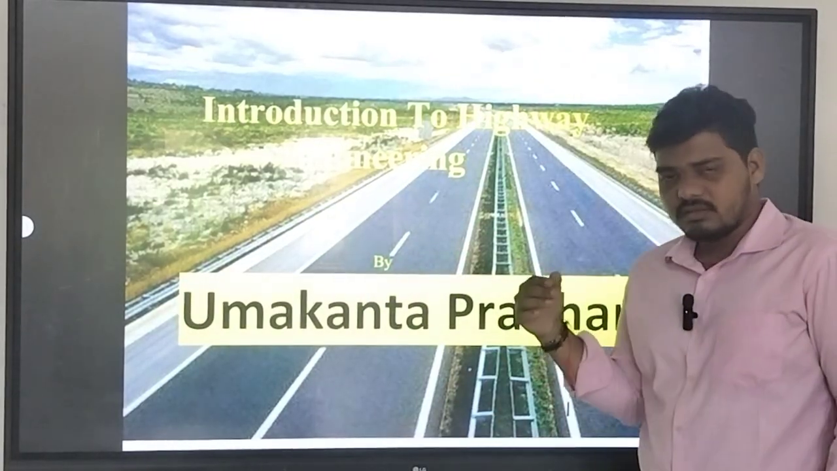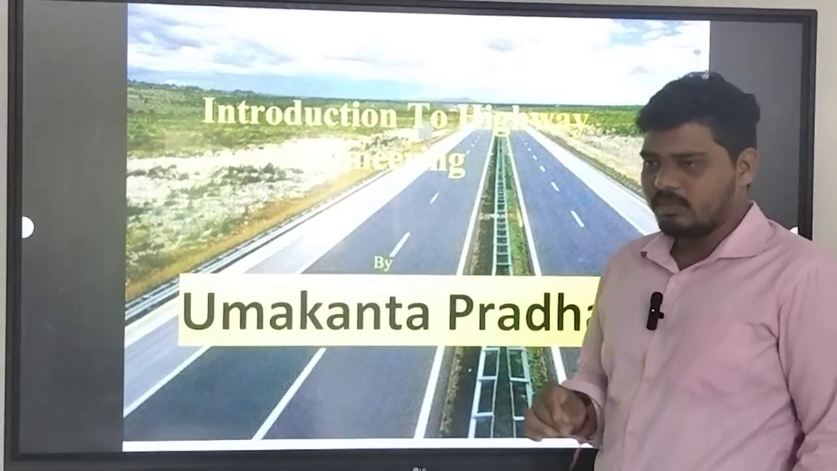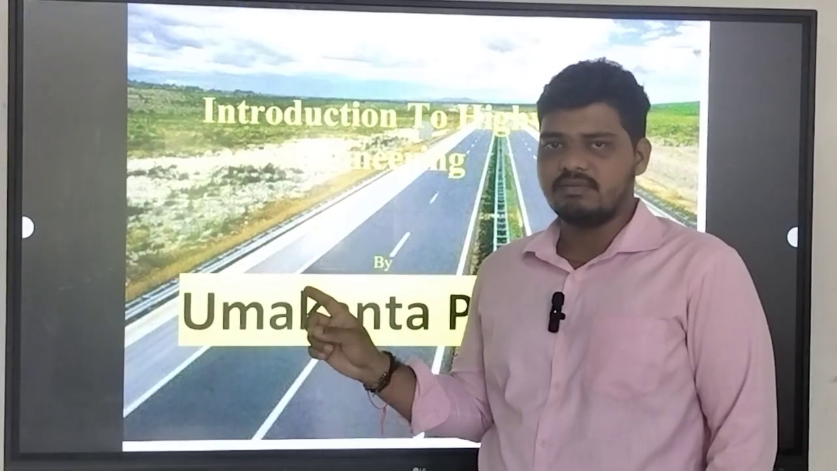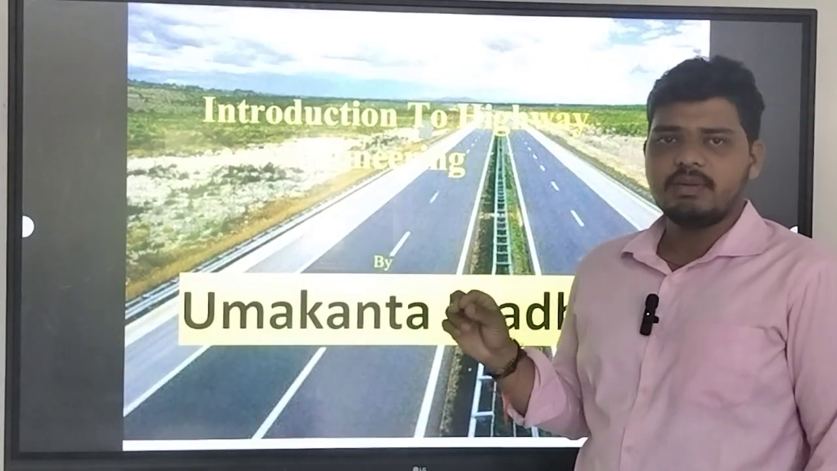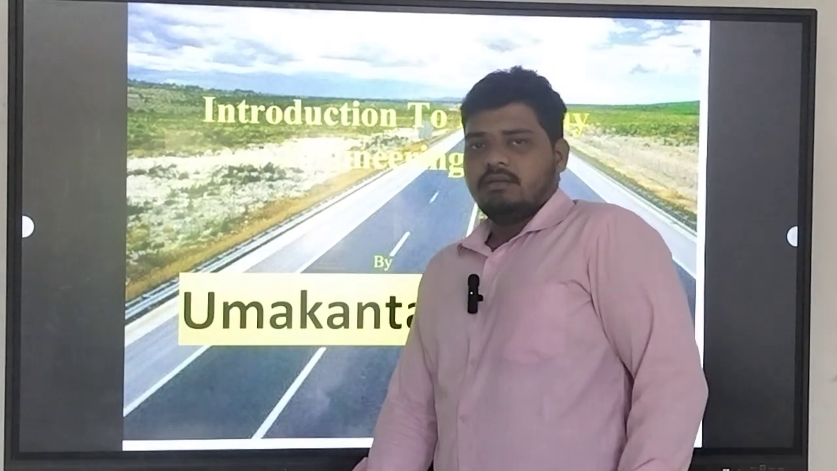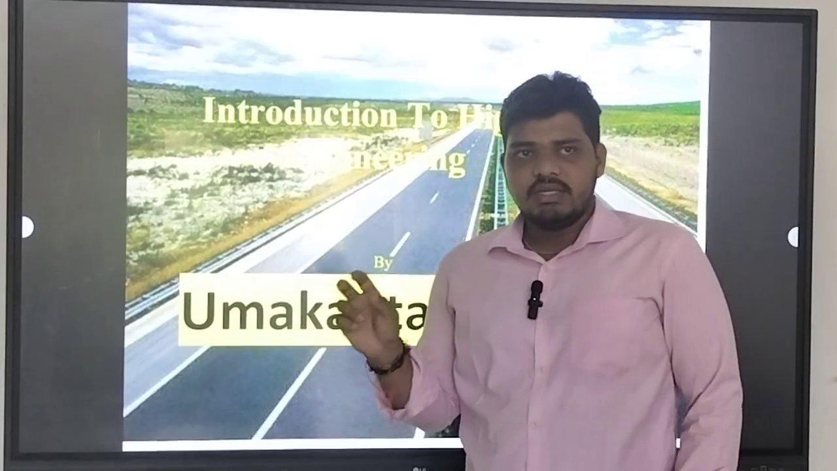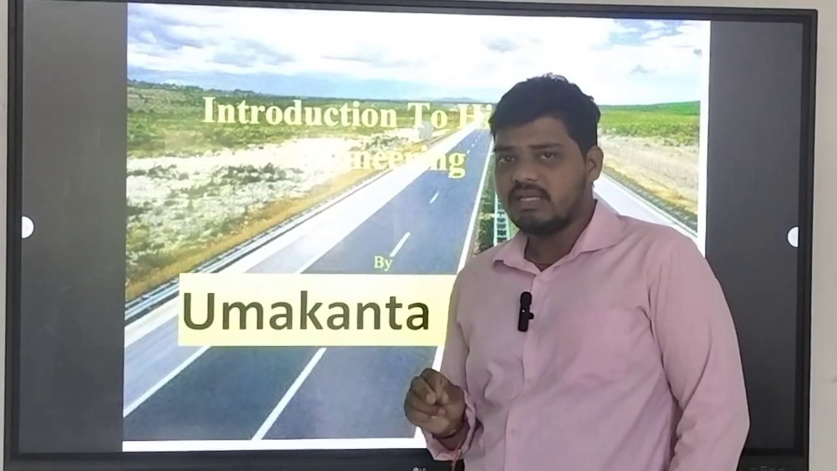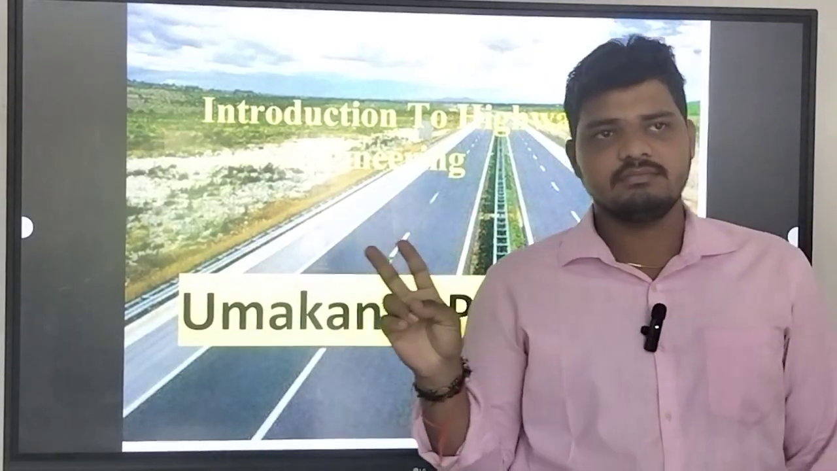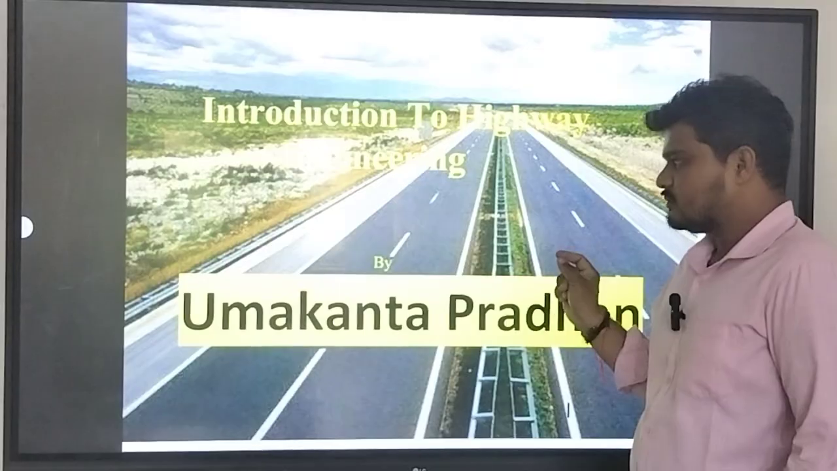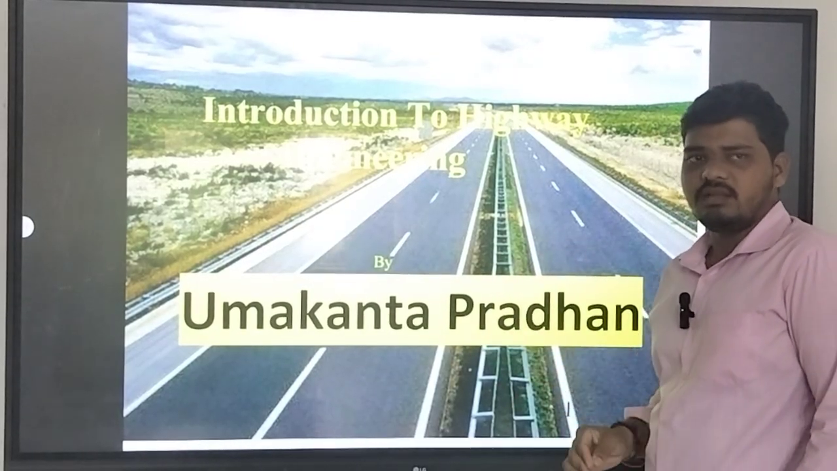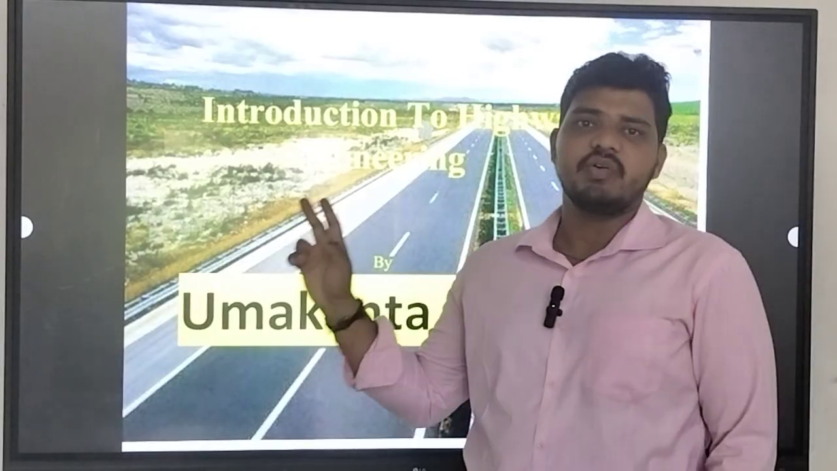If we design the flexible pavement, we need the code, IRC code, that is IRC 37. And for rigid pavement, the code needed is IRC 58. If we construct flexible pavement, we require aggregate, bitumen, but if we construct rigid pavement, we require cement, sand, aggregate, that is concrete.